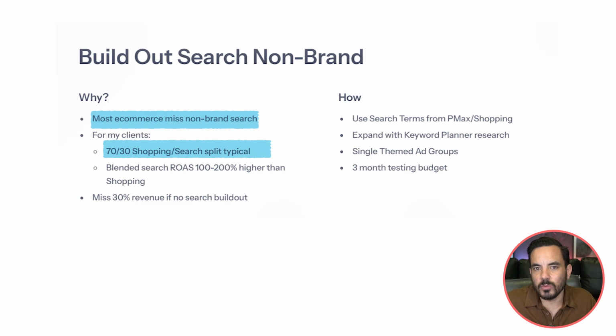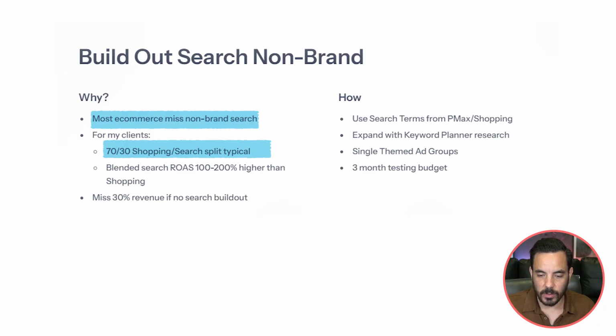And then if you don't do any search non-brand, if you don't do any search on top of your shopping, you just miss out on that 30. You would just be doing 70k revenue, whereas if you added search non-brand and added search campaigns, you would make an extra 30k on top. It's incremental revenue that you're not getting if you're only doing shopping, right?